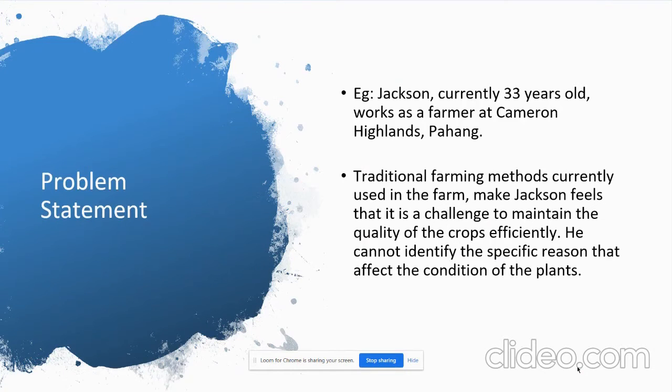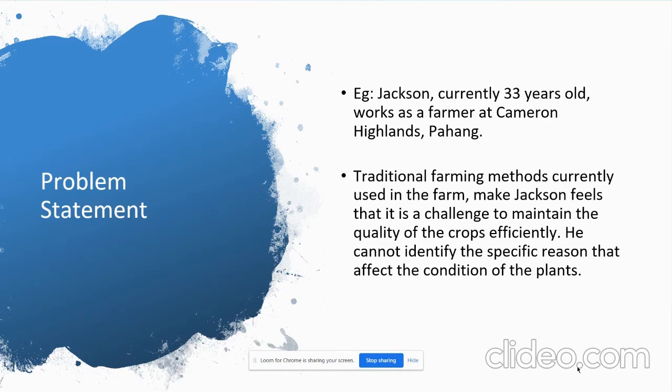For our problem statement, according to a recent study, food demand across the world will increase by 70% by the year 2050. In order to meet the increasing demand, the agriculture sector around the world has to adopt better technologies. Agriculture is an important sector in Malaysia's economy. The agriculture sector contributes roughly 12% of the national GDP, which is the gross domestic product, in Malaysia, and provides employment for 60% of the population.